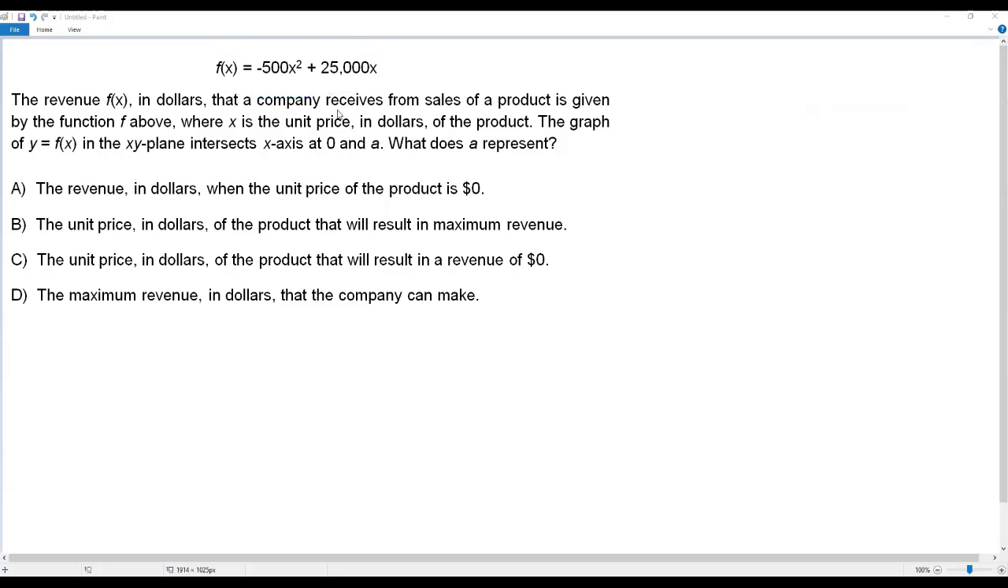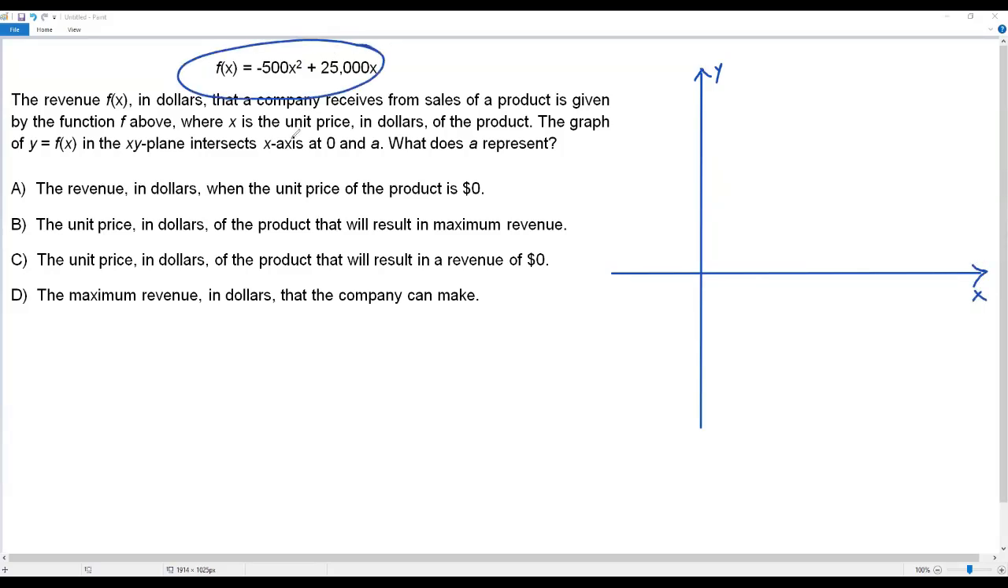Now let me sketch a graph of this one. First let me take the y-axis and x-axis, so that I'll get an xy-plane. So here we have an xy-plane. Now if I sketch a graph for this quadratic function, as I said, we will get an open downward parabola because the leading coefficient over here is negative. Now let me draw the open downward parabola.